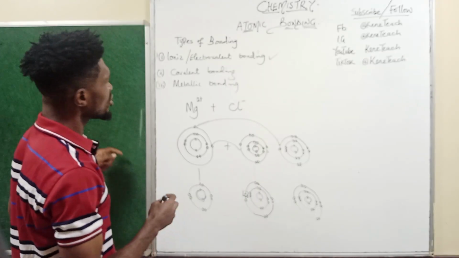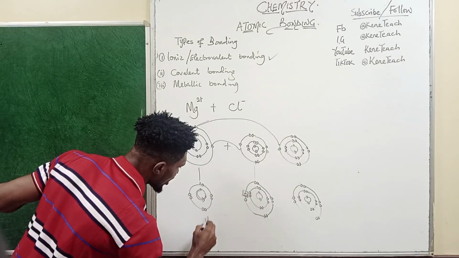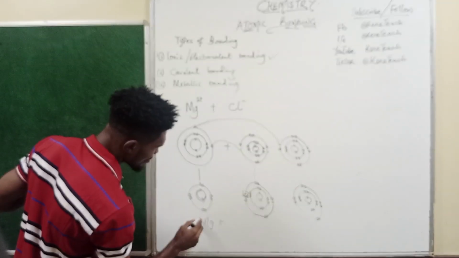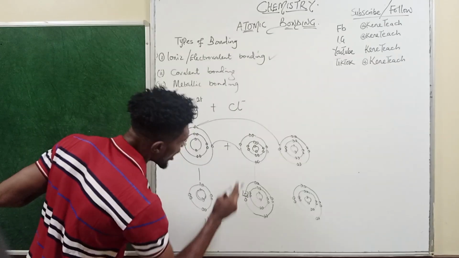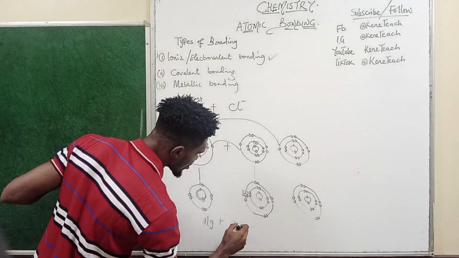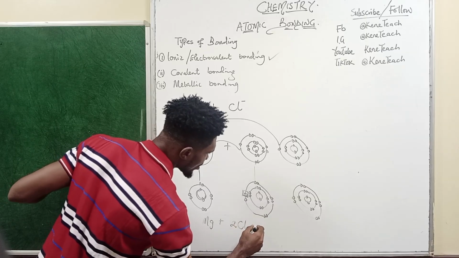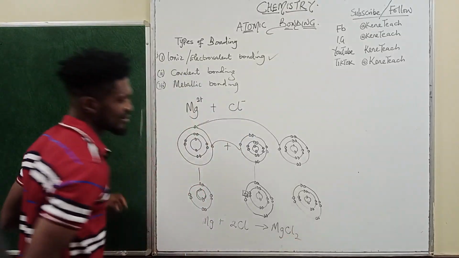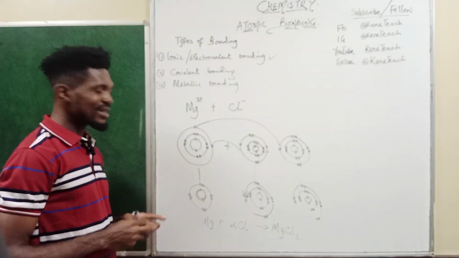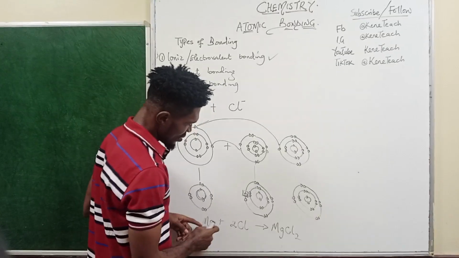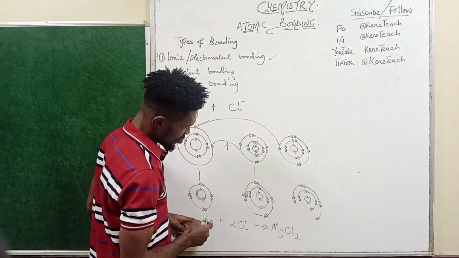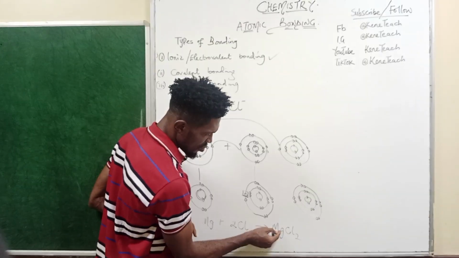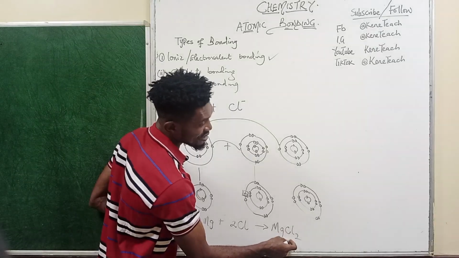So what we want to do is to say magnesium plus what? How many magnesium? 1 magnesium. Magnesium plus how many chlorine? 2 chlorine atoms. Giving us what? Magnesium chloride. This is how it is written. Alright? So we have 2 chlorine, 1 magnesium, reacting together or bonding together to form 1 magnesium and 2 chlorine. This is how it is written.